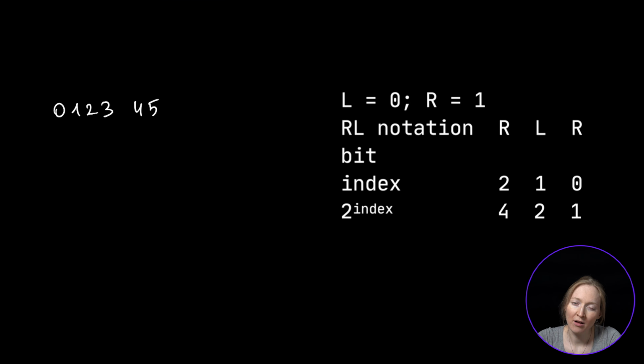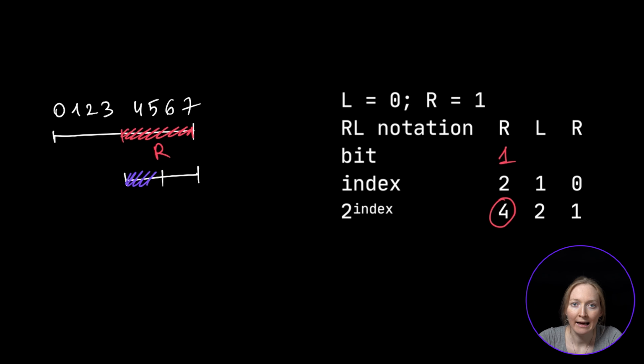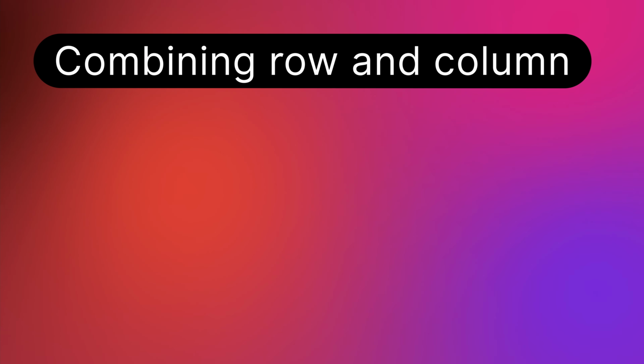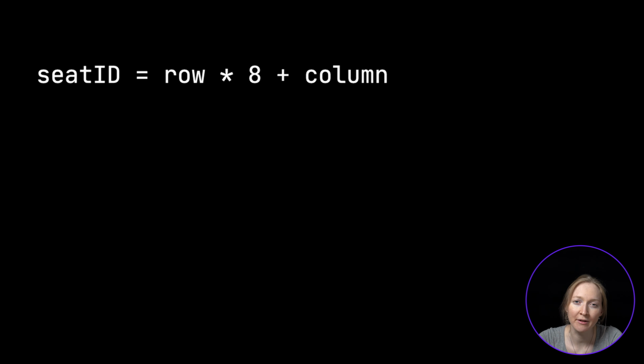Decoding the column follows the same logic, but now R takes the upper half and corresponds to bit 1, while L takes the lower half and corresponds to bit 0. For our example, it's adding 4 and 1 to the result, producing the column number 5. The last part is converting the row and the column numbers to the seat ID by following the formula. Multiply the row by 8, then add the column.